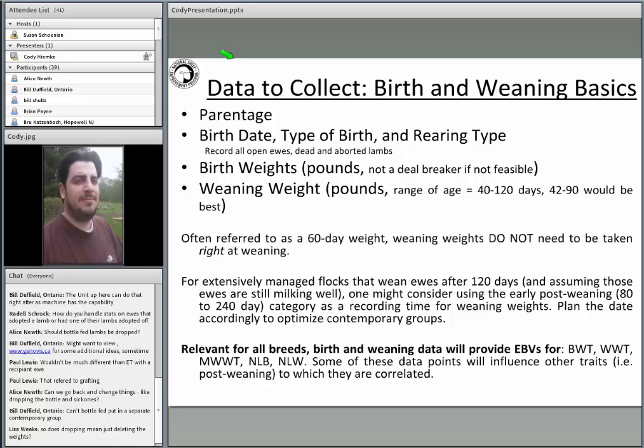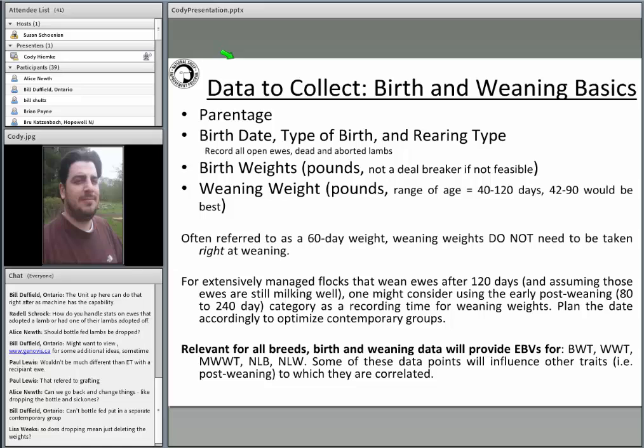Birth weights, obviously taken in pounds. Weaning weights are also taken in pounds, and you've got a range of 40 to 120 days. That's per the Lamb Plan recommendation. Ideally, for NSIP, we recommend tightening that window a little bit, from 42 to 90. By keeping them 30 days younger, you have a greater influence on being able to judge the milking ability of that ewe.